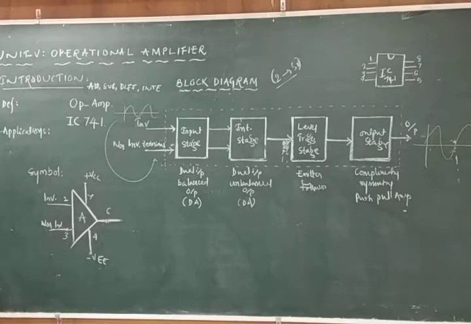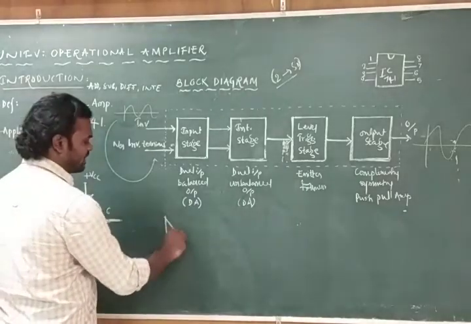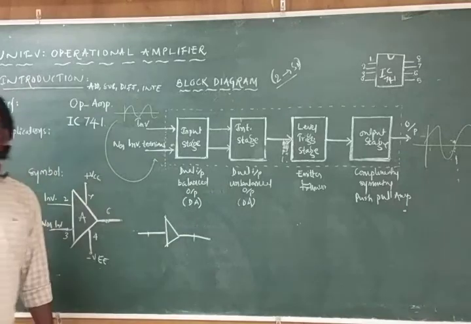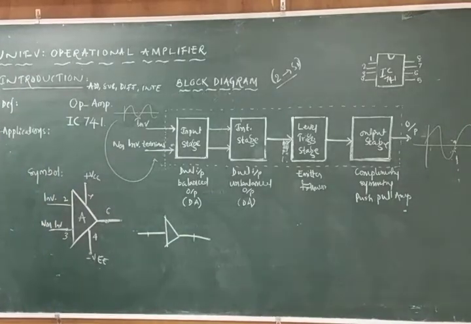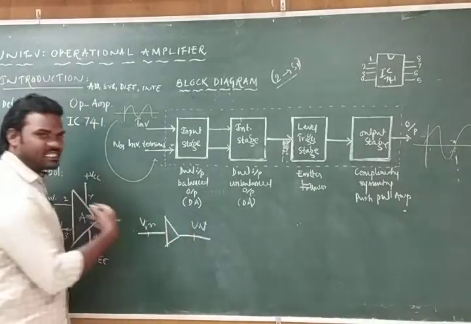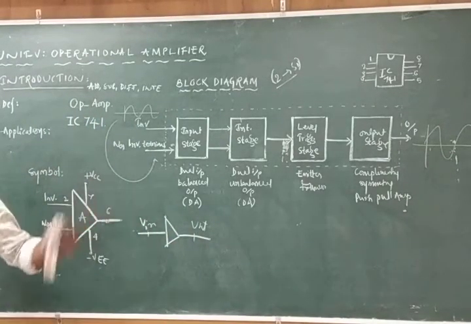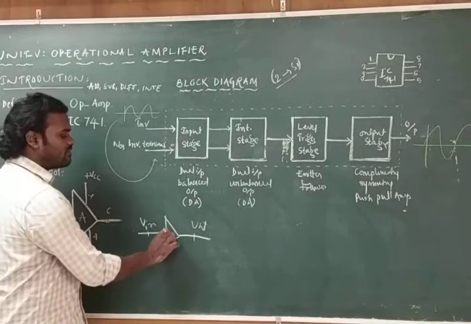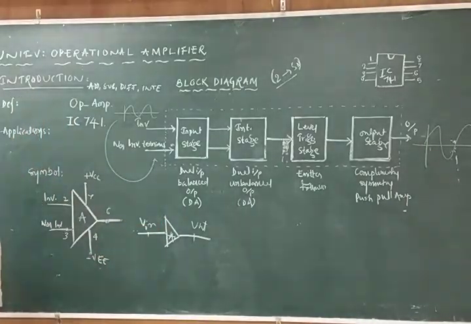Whenever you want to draw the symbol of an operational amplifier, all this you have to draw. The amplifier symbol is simply this one. It is a general amplifier. We have discussed this in the third unit. This is V in, this is V out. How many inputs does it have? One input. How many outputs? One. This is a normal amplifier with open loop gain A.